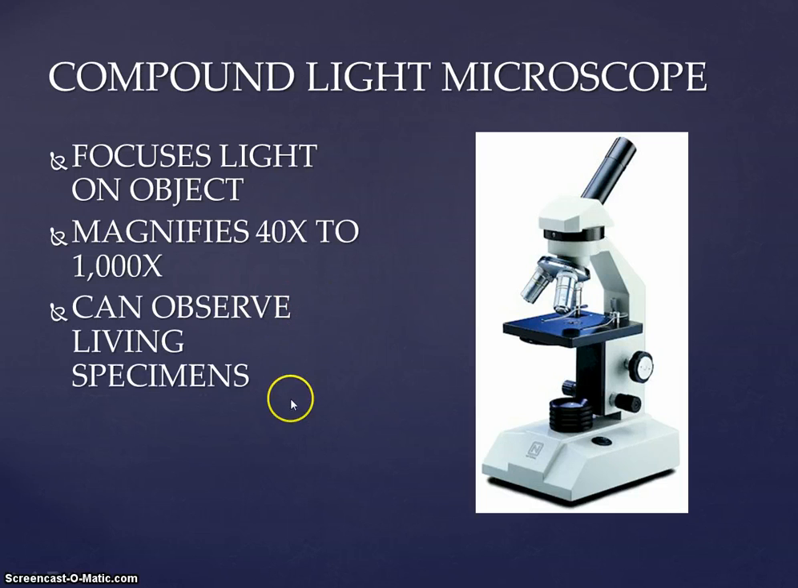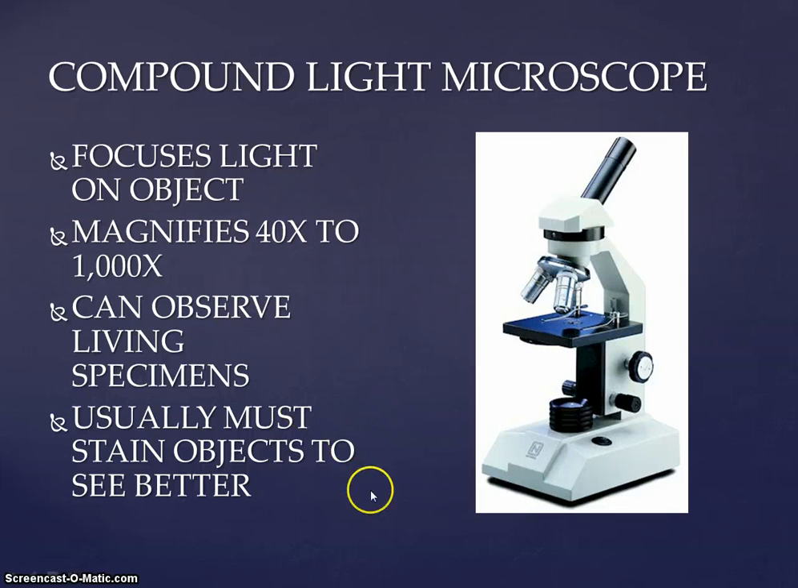And this does allow us to observe living specimens. So we might get lucky and be able to see a microscopic organism swimming around in pond scum. Disgusting, but yet oh so awesome at the same time. One small drawback, though, is many times we have to stain objects, where we have to actually apply stain to a slide, which we'll be practicing in class, so that we can see them better. Because remember, most cells are made up of water. Water's clear and colorless, so that presents a problem. But if we apply a stain, it darkens it and we can see more detail.